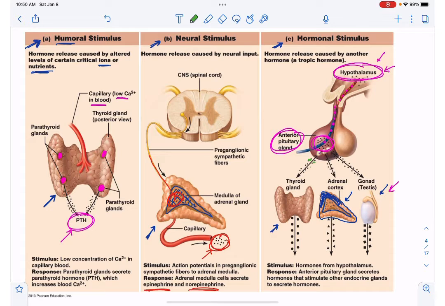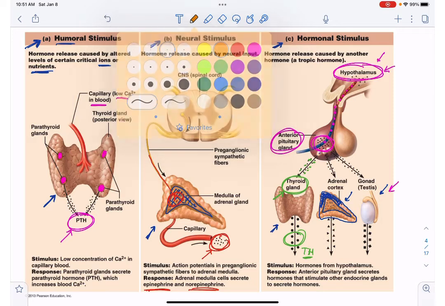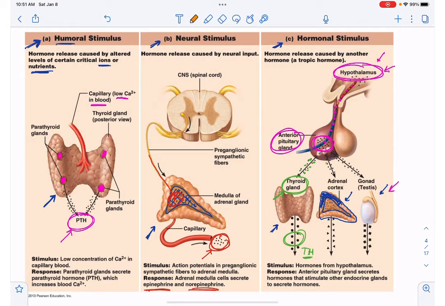And some of those hormones, depending on what they are, can act on the thyroid gland and cause the thyroid gland to release its own hormone, thyroid hormone, into the blood. So this is an example of a hormonal stimulus where you have hormones acting on the thyroid gland, and the thyroid gland releases its own hormone in response. The same goes for the adrenal cortex. Depending on what the hormones released from the anterior pituitary are, some of those hormones can travel down, act on the adrenal cortex, and cause the adrenal cortex to release its own hormones into the blood. Cortisol and aldosterone are examples of hormones that the cortex is going to release into the blood.